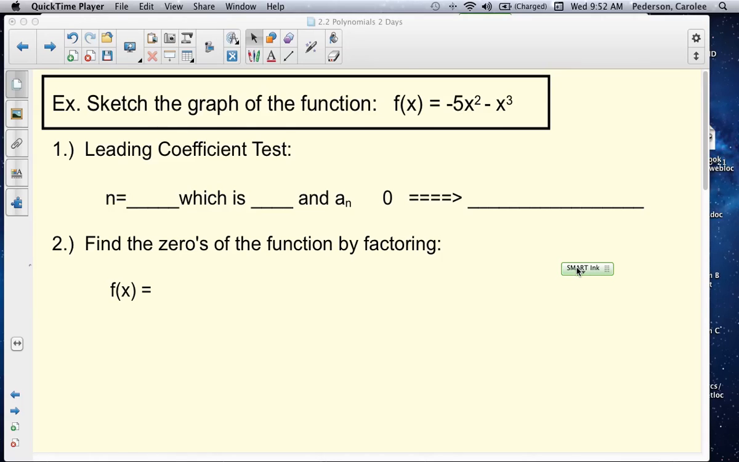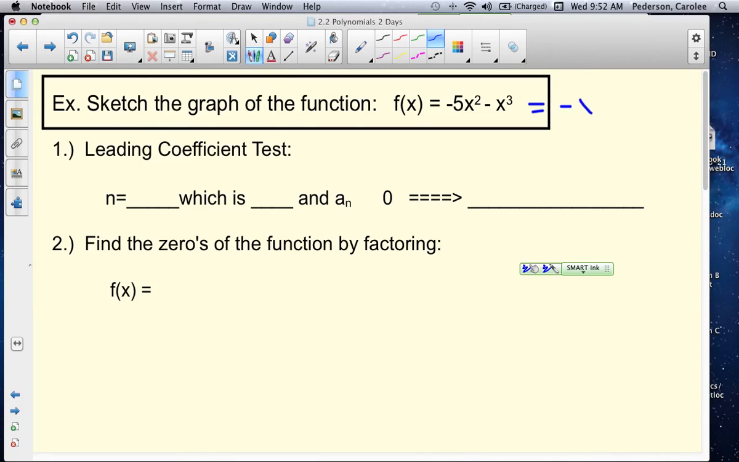So here is a function. It's a cubic. It's not in standard form, so we're going to go ahead and rewrite it in standard form. You always have the highest term first. So it's negative x cubed minus 5x squared. Then I would like you to try the leading coefficient. If you're writing it down, write it down. If you're thinking it in your head, then you're doing it in your head.